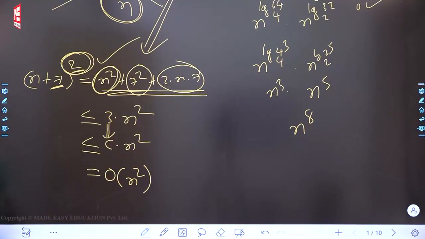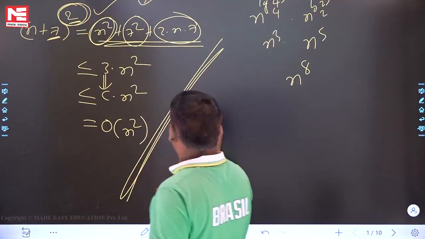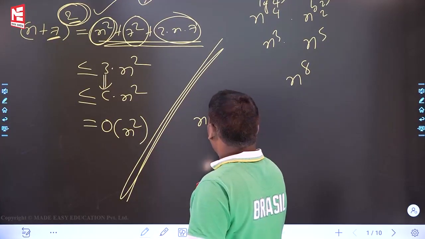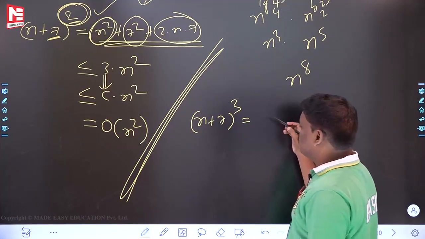I'm thinking that you are almost comfortable, right? Let's see one more case also. Let's see this case also, you may get more clarity. See this, (n plus 7) whole cube. Can you say what is the formula?